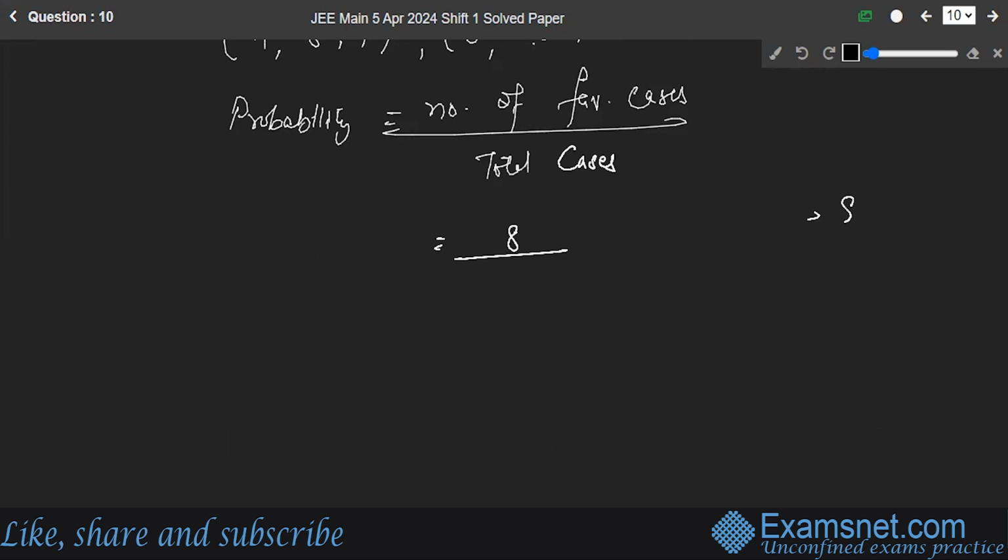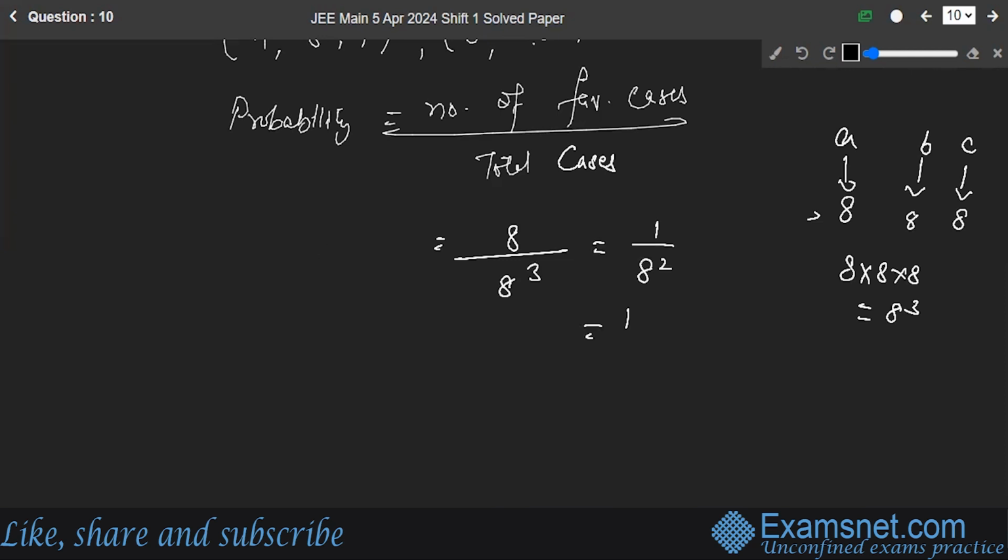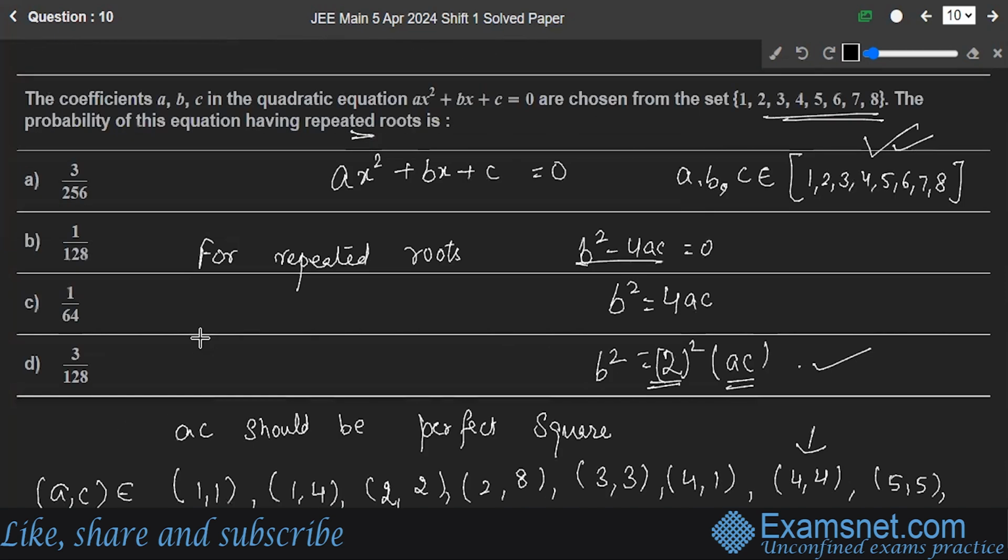There are 8 sets. A can have 8 values, B can have 8 values, and C can have 8 values. So it will be 8 into 8 into 8, or this will be equal to 8 cube, or 1 upon 64. This will be the answer to the question, right? Here you have C option as the correct answer. Hope you got that. Let's move to the next question then.